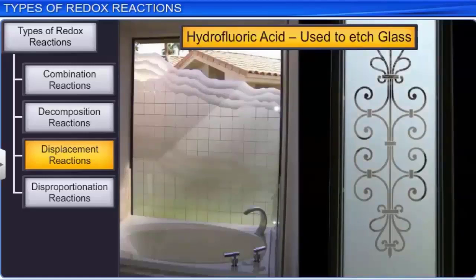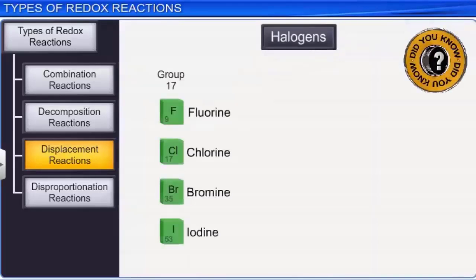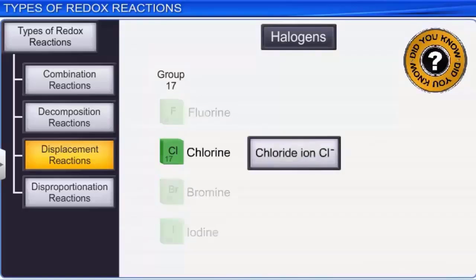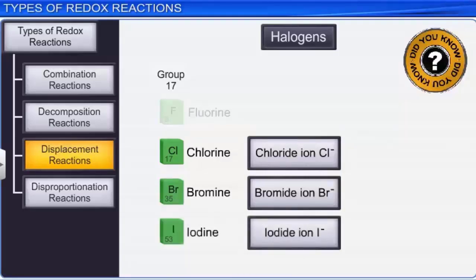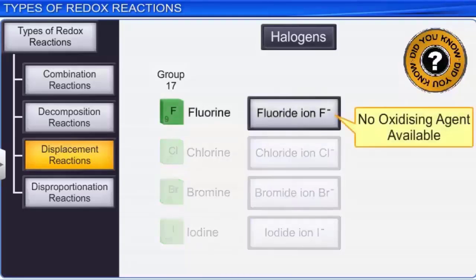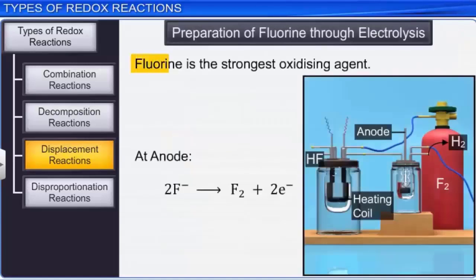Did you know that while there are a number of oxidizing agents that can oxidize chloride, bromide, and iodide ions, no oxidizing agent is available to oxidize fluoride ions. This is because fluorine is the strongest oxidizing agent. The only way to prepare fluorine is to oxidize fluoride ion electrolytically.